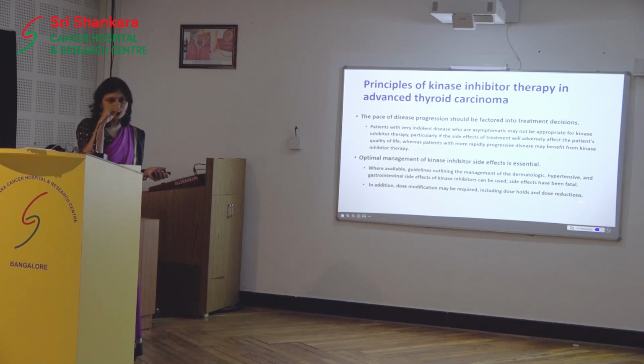This is where we need to have knowledge, now with approvals of new molecular pathways and new drugs for each of these targets. We really have to read up and know when we are prescribing the drug. So guidelines outlining the management of the most commonly seen dermatological toxicity, hypertension, and gastrointestinal side effects should be known. Some of the side effects, if ignored, can be fatal, especially GI perforation. In addition, we need to dose modify. Sometimes it requires dose holds and restarting, and also a permanent discontinuation of the drugs as well.